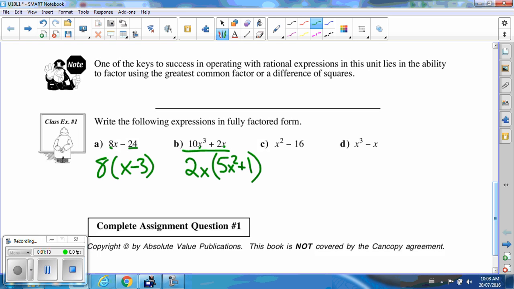This is now a difference of squares. There's nothing common about it, but it is a difference of squares. So it's going to be the square root of the first minus the square root of the second, square root of the first plus the square root of the second.